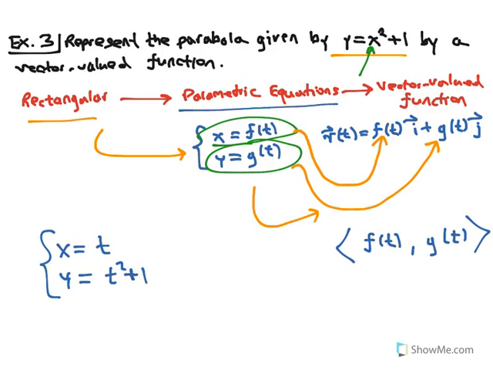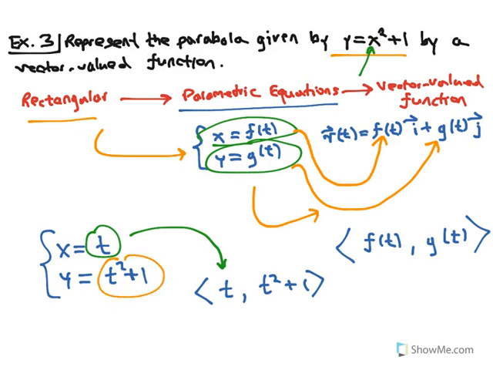And now we can go from our set of parametric equations to a vector valued function. If we want to write it in component form, we will have t for the horizontal component, and we will have t squared plus 1 for the vertical component. You can also write the vector valued function as a linear combination of the standard unit vectors i and j: t i plus (t squared plus 1) j.